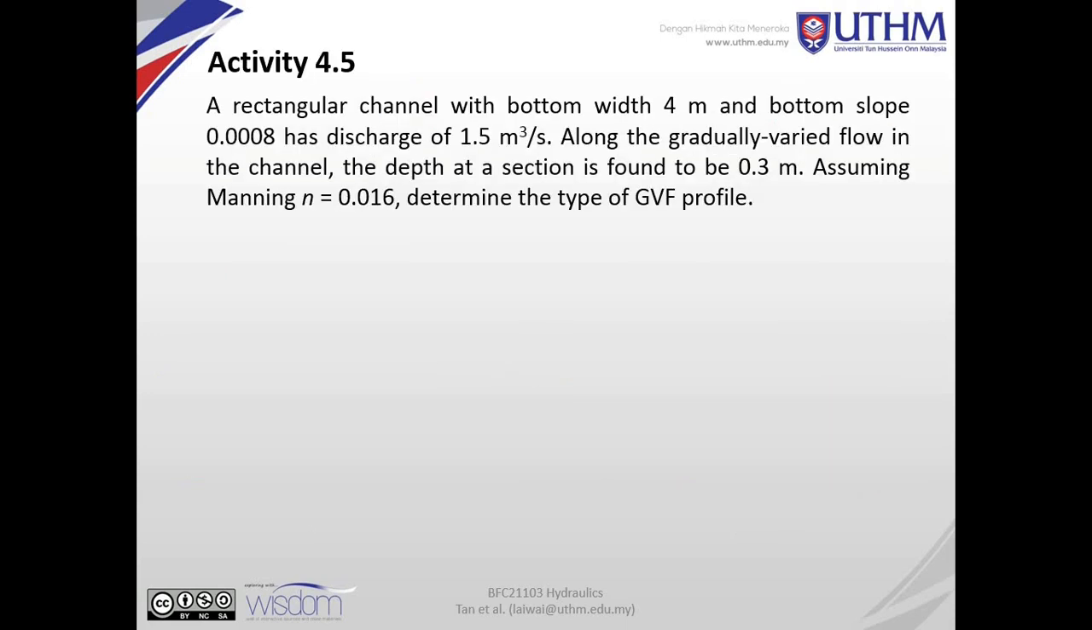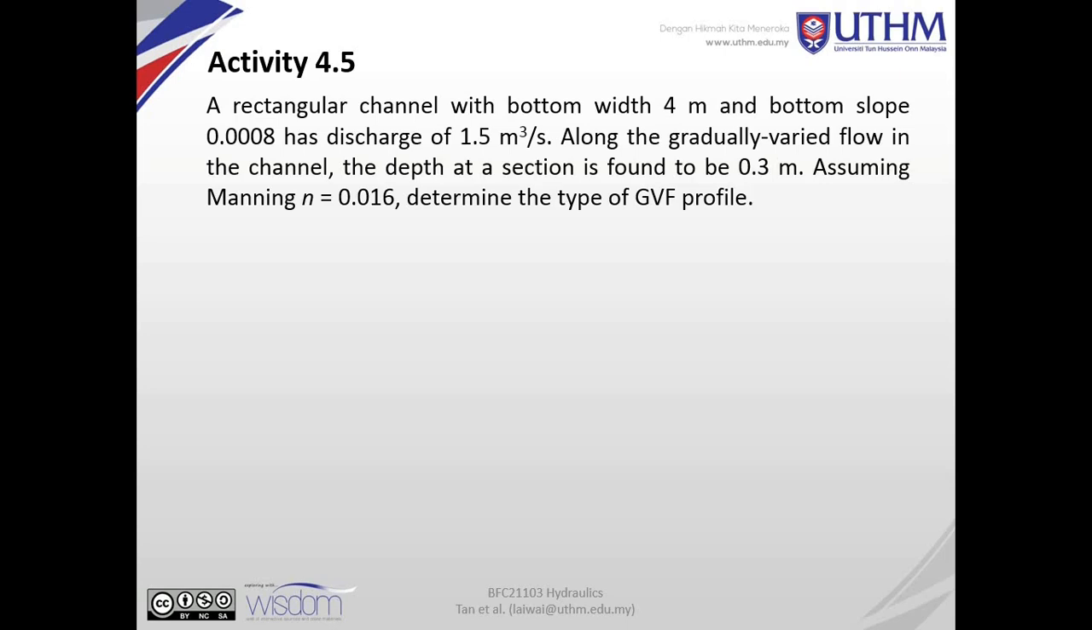Okay, the next example in activity 4.5, we are given a rectangular channel with bottom width 4 meters and bottom slope 0.0008, has discharge of 1.5 cubic meters per second, and along the gradually varied flow in the channel, the depth at a section is found to be 0.3 meter.